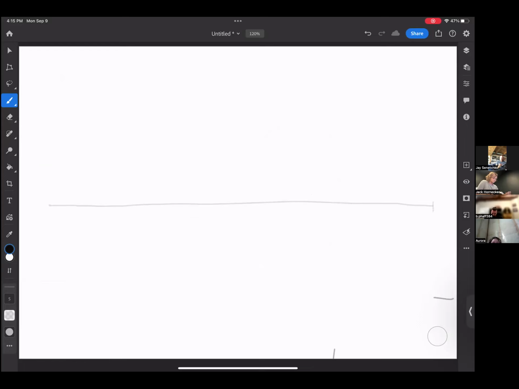Same start point. Vanishing points. Horizon line. You're going to have 3 coming off of this vanishing point, pointing in that direction, 3 coming off of this point, going in that direction.